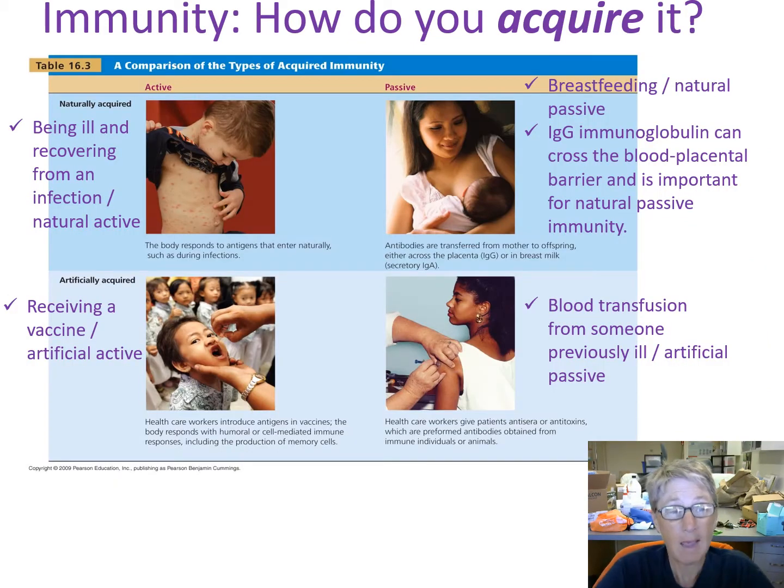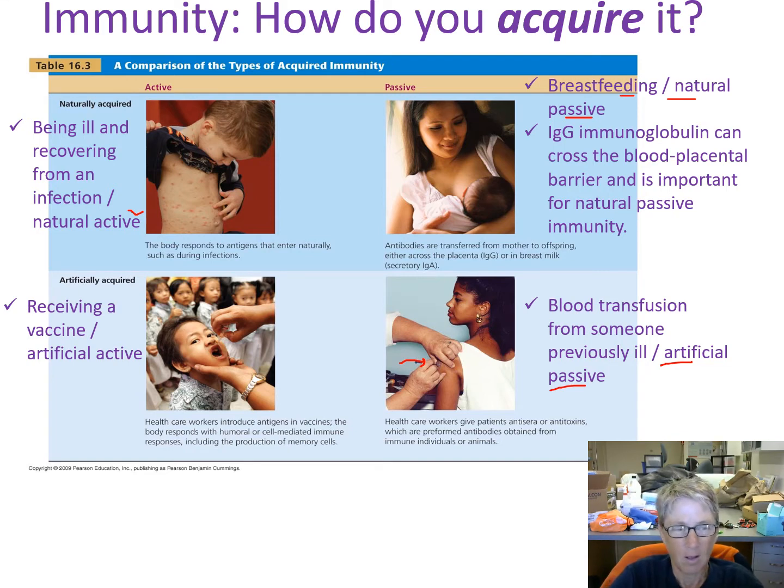So here's our table from your book. Like I said in the previous video, we covered natural active, which includes an example of being ill and then recovering from the infection. We covered natural passive immunity, including breastfeeding and IgG transfer across the placenta to the fetus. We covered artificial passive immunity, where you give a blood transfusion to this person from someone who was previously ill and already had the antibodies made.